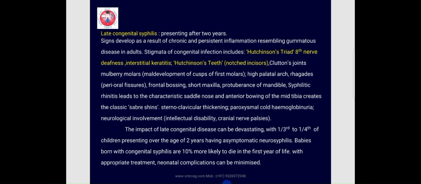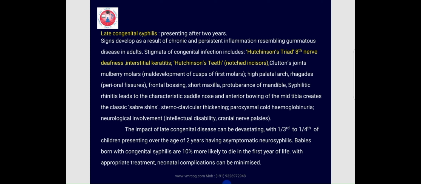Stigmata of the congenital syphilis will include Hutchinson's triad. Okay, and what is Hutchinson's triad? It is eighth nerve deafness, interstitial keratitis, and Hutchinson's teeth. That is a notched incisors. Okay, so you have eighth nerve deafness, interstitial keratitis, and Hutchinson's teeth, also called the notched incisors.